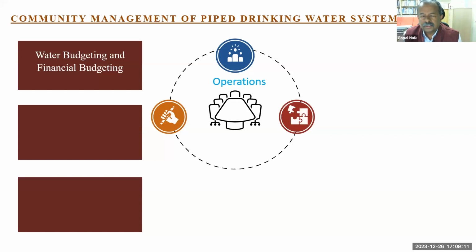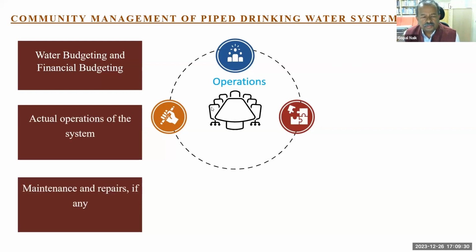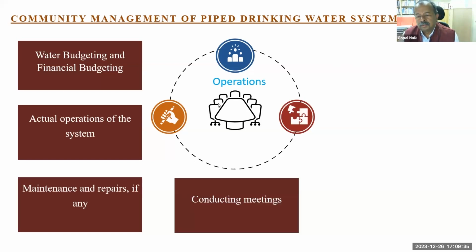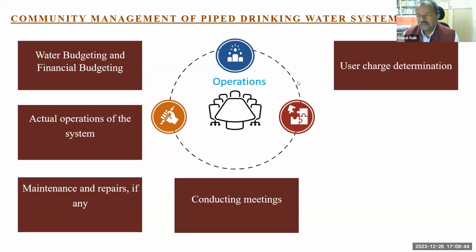Village water and sanitation committee should also have a financial budgeting, which is basically the revenue that is expected to be collected, as well as the cost estimated for the year. And of course, then the actual operation of the system starts. There may be certain maintenance and repairs, and conducting meetings of the VWSC, and sometimes with Gram Sabha, in order to take certain major decisions.